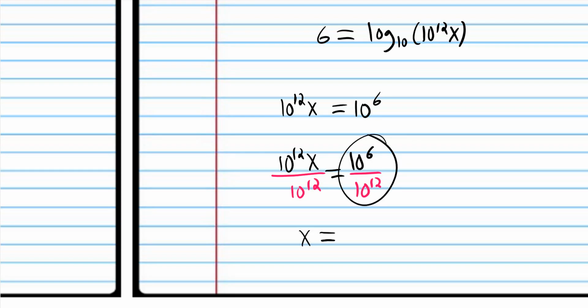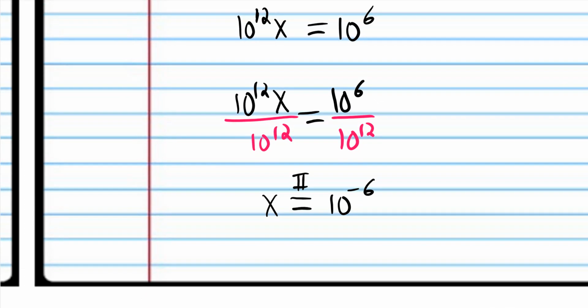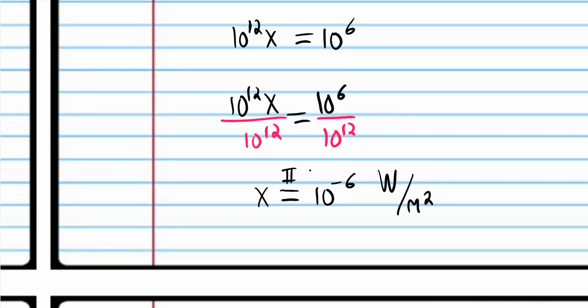Here we have to use exponent rule number 2, which tells us that that's equal to 10 to the negative 6 power. Because remember, when you're dividing powers, you subtract the exponents. And the intensity is measured in watts per square meter. So there you go. That's the answer.